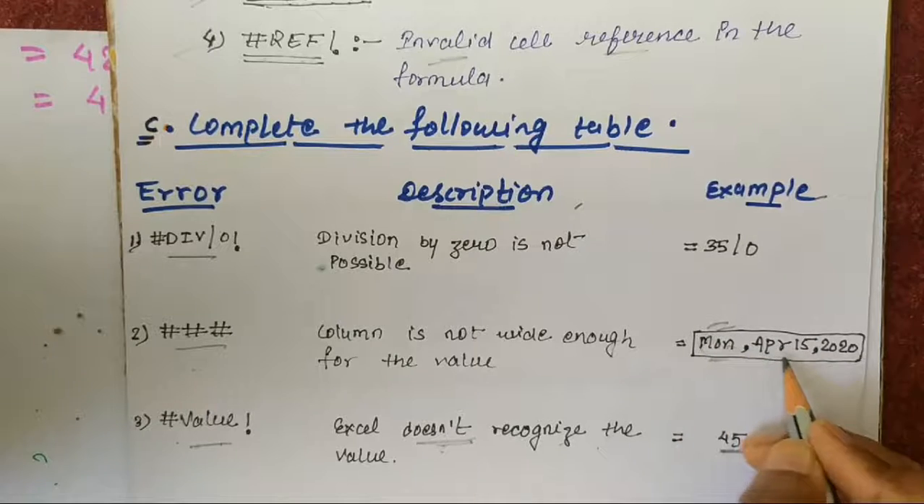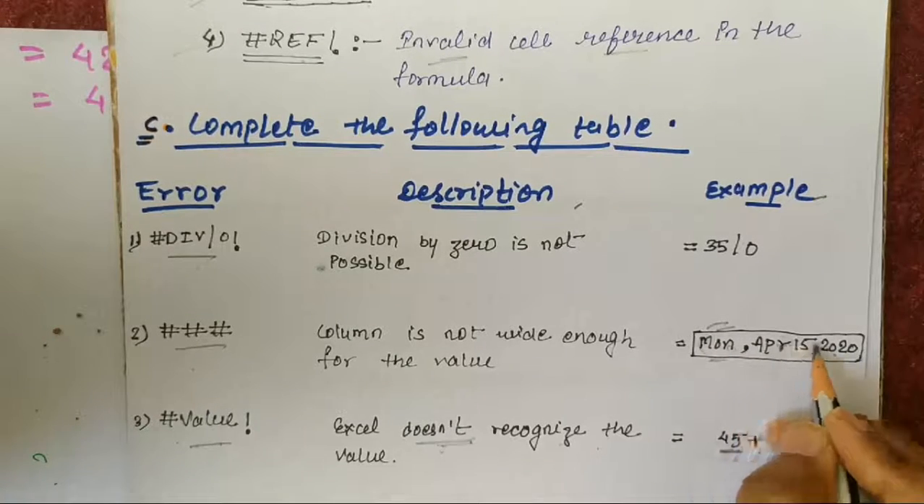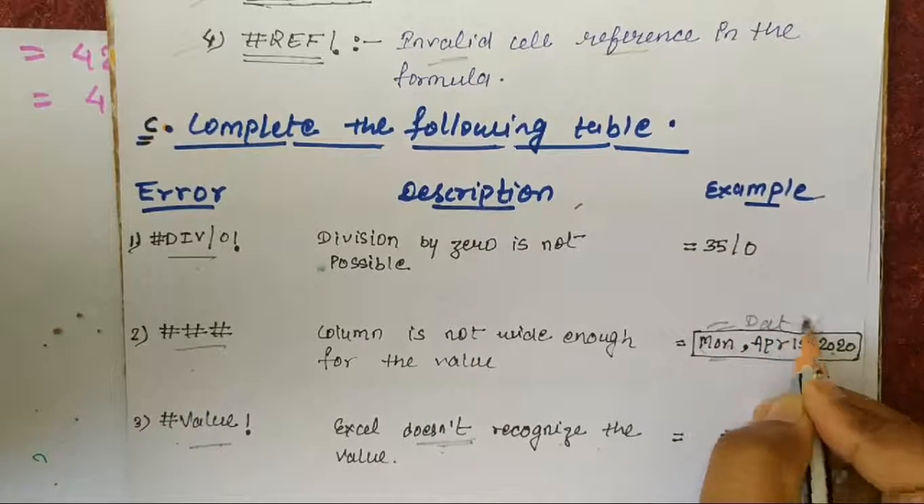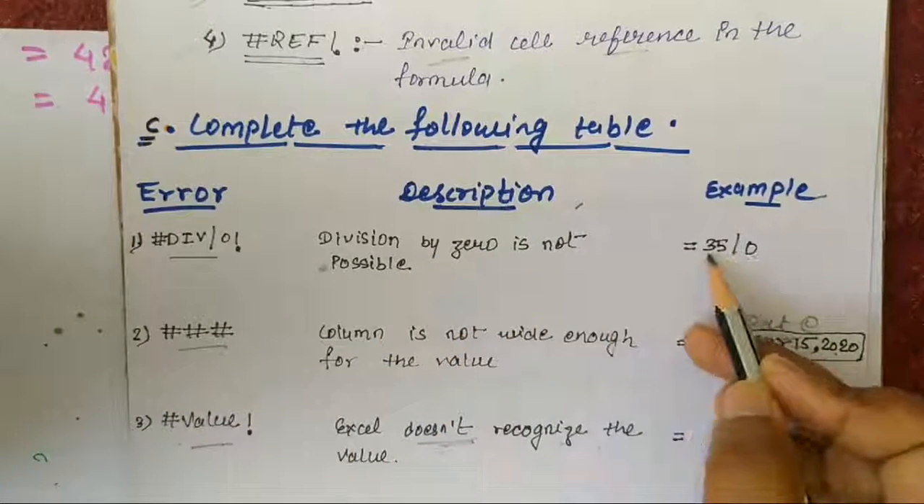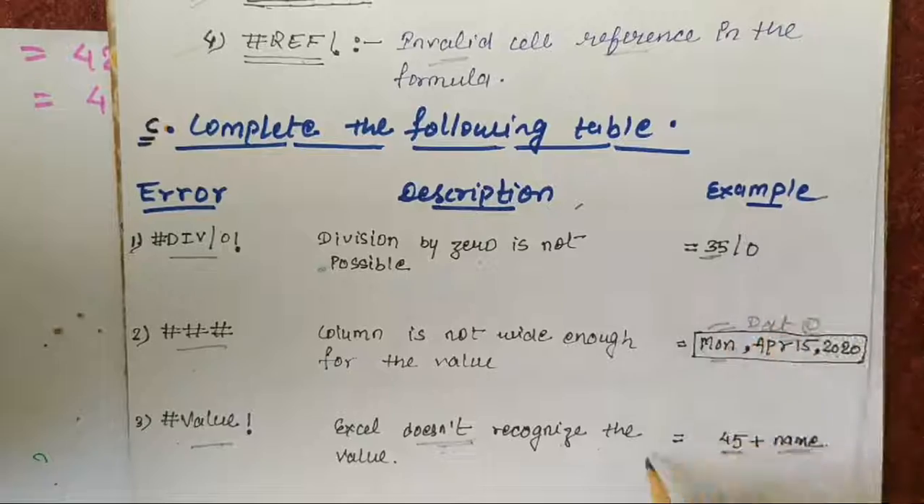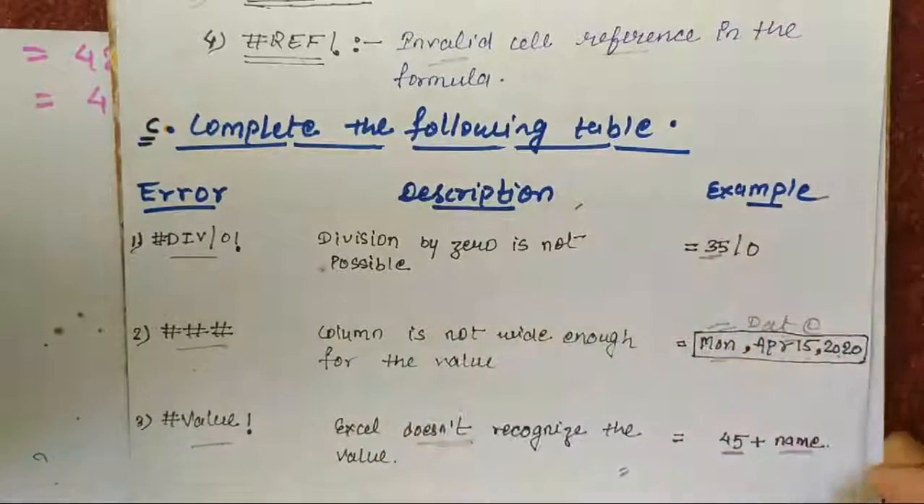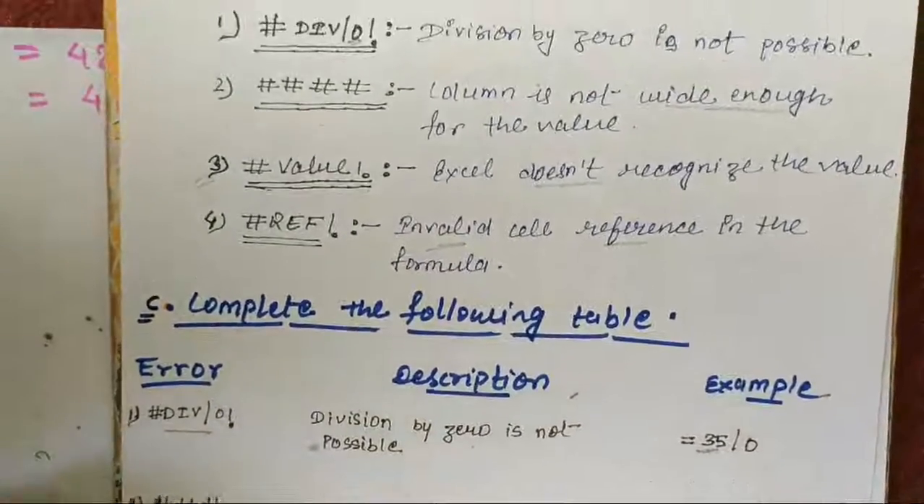Here is Monday, April 15, 2020. This is the date format. This is the wrong format of date. Next one is division by 0. You can take any number and divide by 0. This is the exercise of chapter 2, class 8.